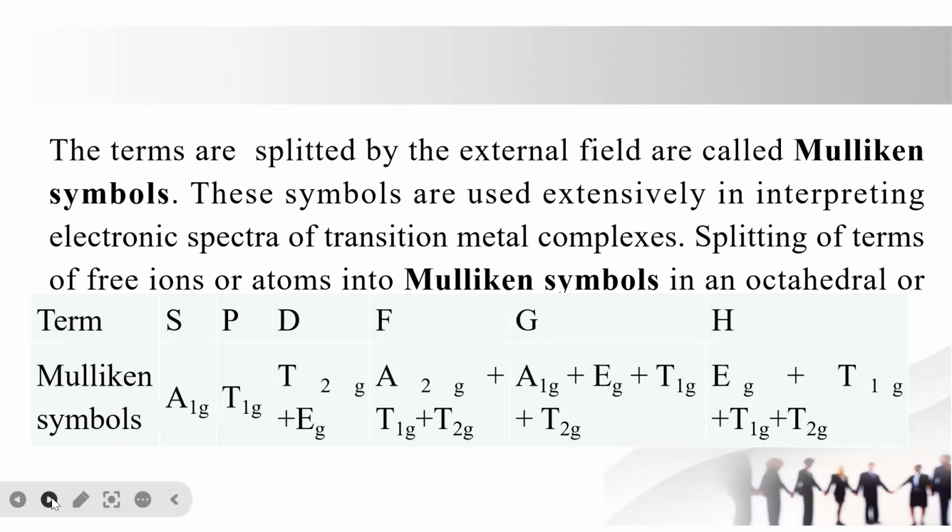In the case of octahedral, the g term is used. g means gerade. Gerade means the octahedral complex possesses a center of symmetry. So we have to put g. But in the case of a tetrahedral field, we have to ignore g because there is no center of symmetry present in the complex.